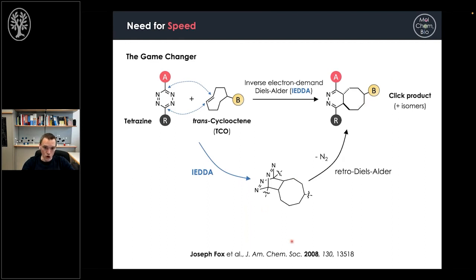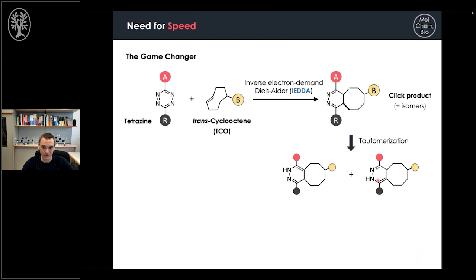Of course, it was known from the very first paper by Professor Joseph Fox, who is definitely the inventor, let's say, of this chemistry. It was known from the beginning that this system is prone to tautomerization. So we can have two different tautomers that are in equilibrium also with the initial click product shown here. And over time with oxygen, especially under physiological conditions, this can then oxidize to an aromatic system.